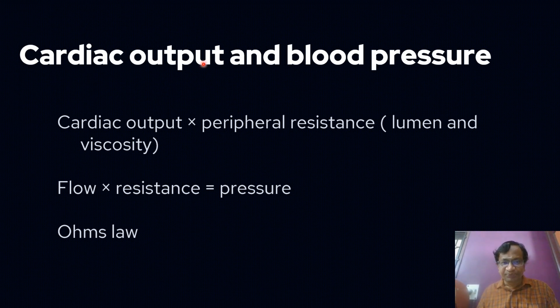Cardiac output into peripheral resistance is equal to blood pressure. Cardiac output into peripheral resistance. It depends upon the lumen and the viscosity of the blood. So flow into resistance is pressure. Resistance into flow is pressure. That is Ohm's law.